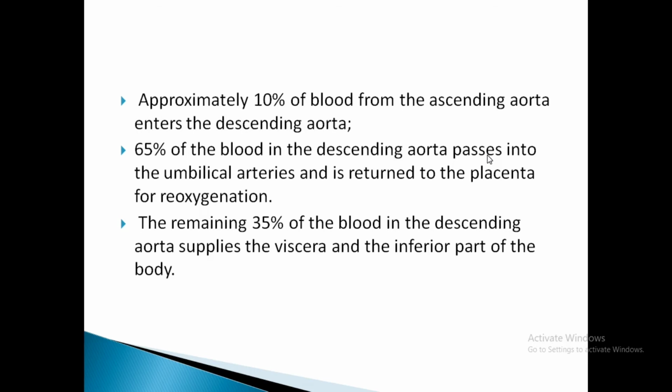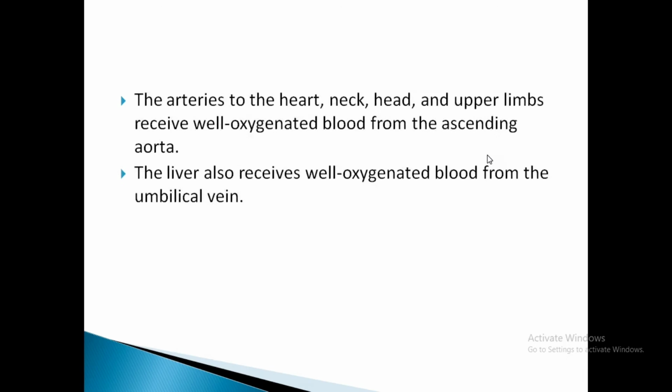The arteries to the heart, neck, head, and upper limbs receive well oxygenated blood. So, the ascending aorta will supply the well oxygenated blood to the arteries of the heart, head and neck, and upper limbs. And liver, you all know that the umbilical vein is supplying well oxygenated blood to the liver.